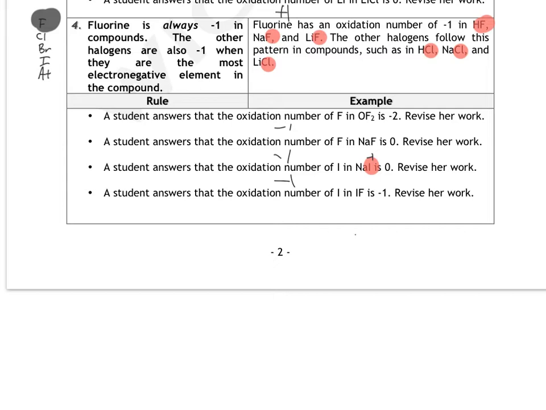Now, the last example on this page, we have a student who answers that the oxidation number of iodine in iodine fluoride is -1. Revise her work. So fluorine is always -1, which means iodine in this case needs to be +1 in order for the compound to stay neutral. So we're going to have to say +1 for iodine in that case.